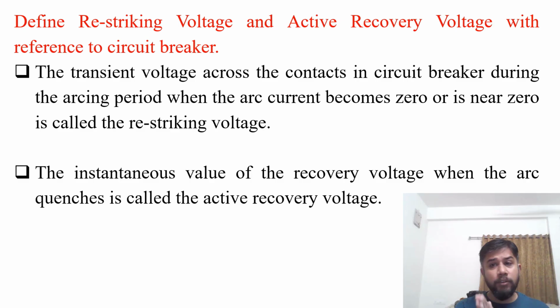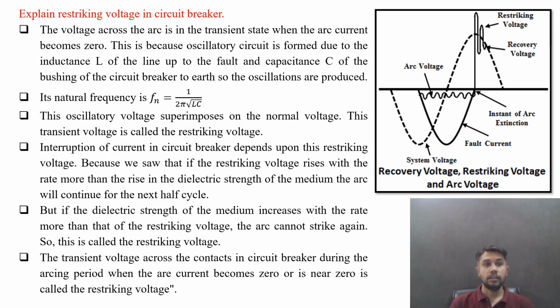Now what about the active recovery voltage? The instantaneous value of the recovery voltage when the arc quenches, meaning the arc is completely extinguished, at that time is known as the active recovery voltage. So this is the way of defining restriking voltage and active recovery voltage with reference to circuit breaker.